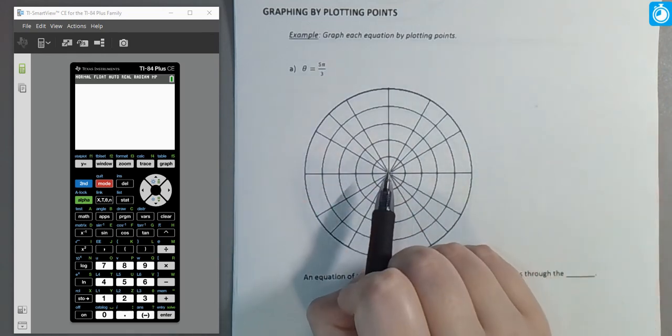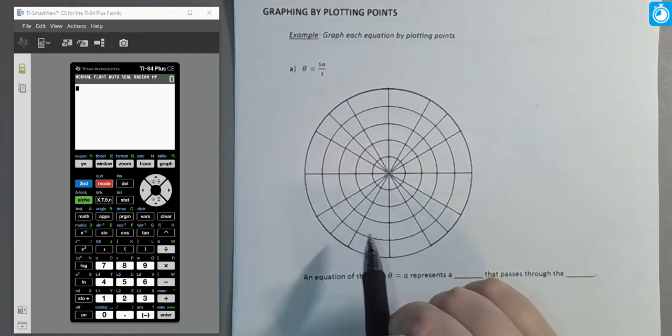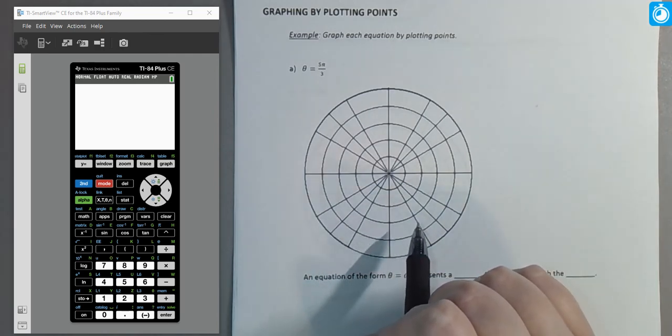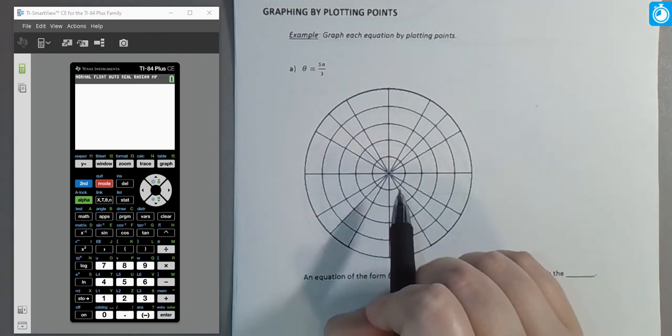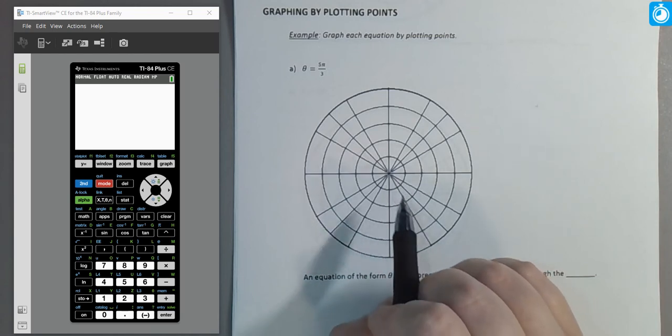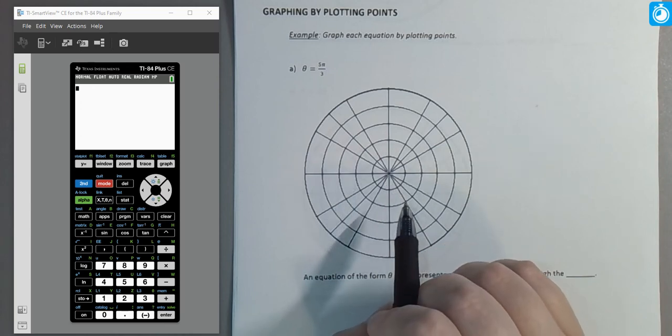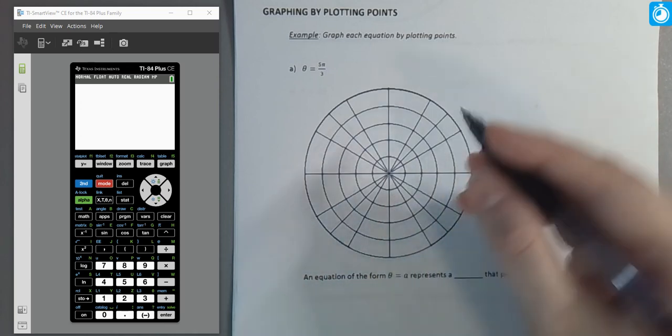So what would this look like? Rotating to 5 pi over 3 starting from the polar axis. Well, here's 5 pi over 3. Everything we graph is going to be along the 5 pi over 3 ray in our polar plane, but r can be whatever we want. So what if r is 0?